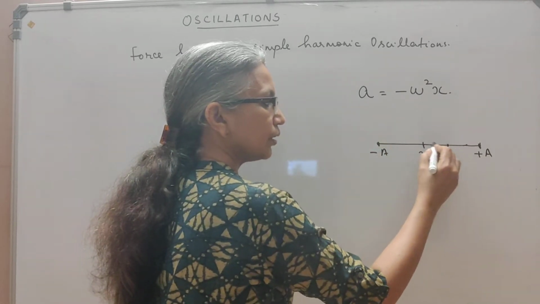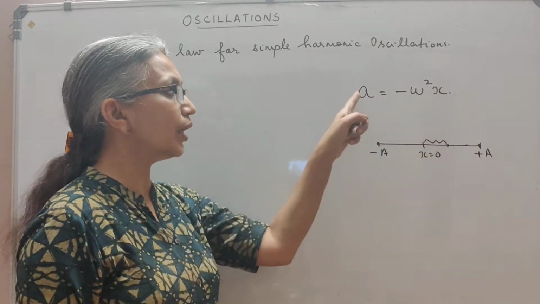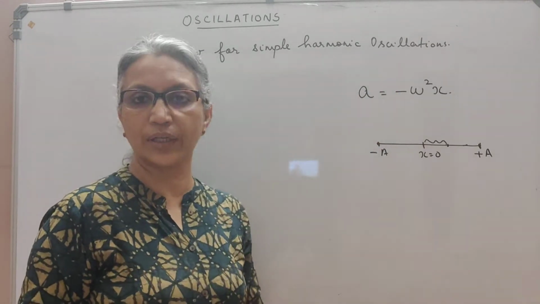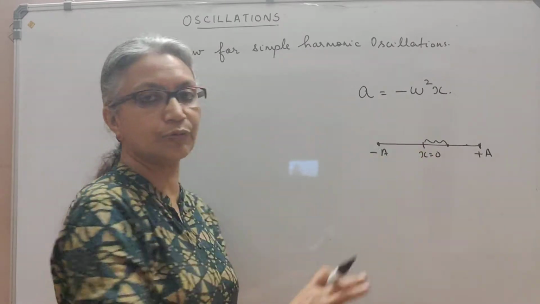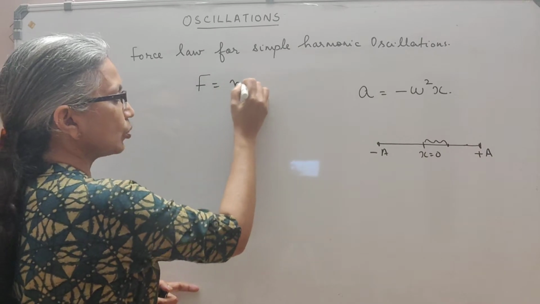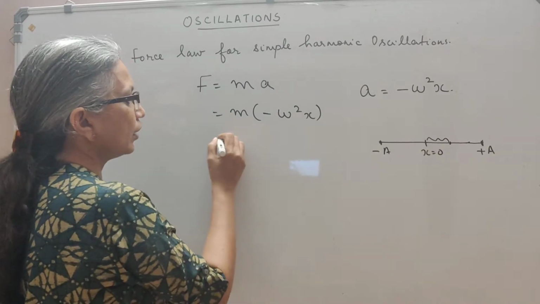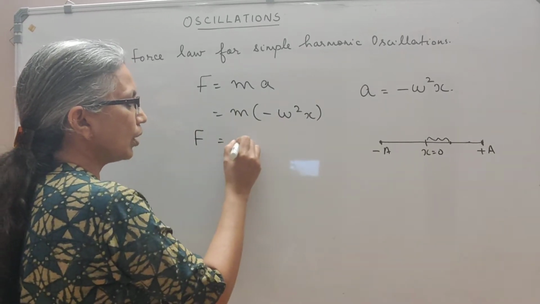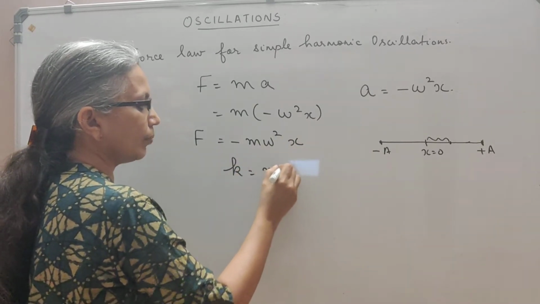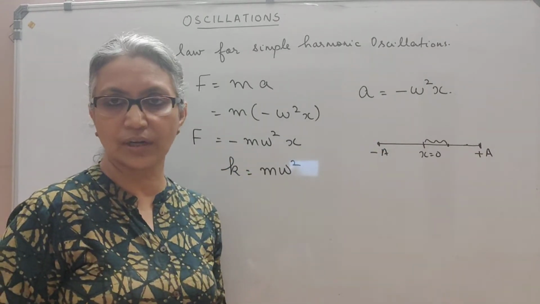At any instant, the displacement of the particle from the mean position is what we denote as x, and for any simple harmonic oscillator, the acceleration is minus omega square x, where omega is the angular frequency of this oscillation. So you may write from Newton's second law, F is equal to ma, which is m into minus omega square x, and you may write this as F equal to minus m omega square x, where k is equal to m omega square, because the mass of the oscillator and the angular frequency of the oscillator are constants.